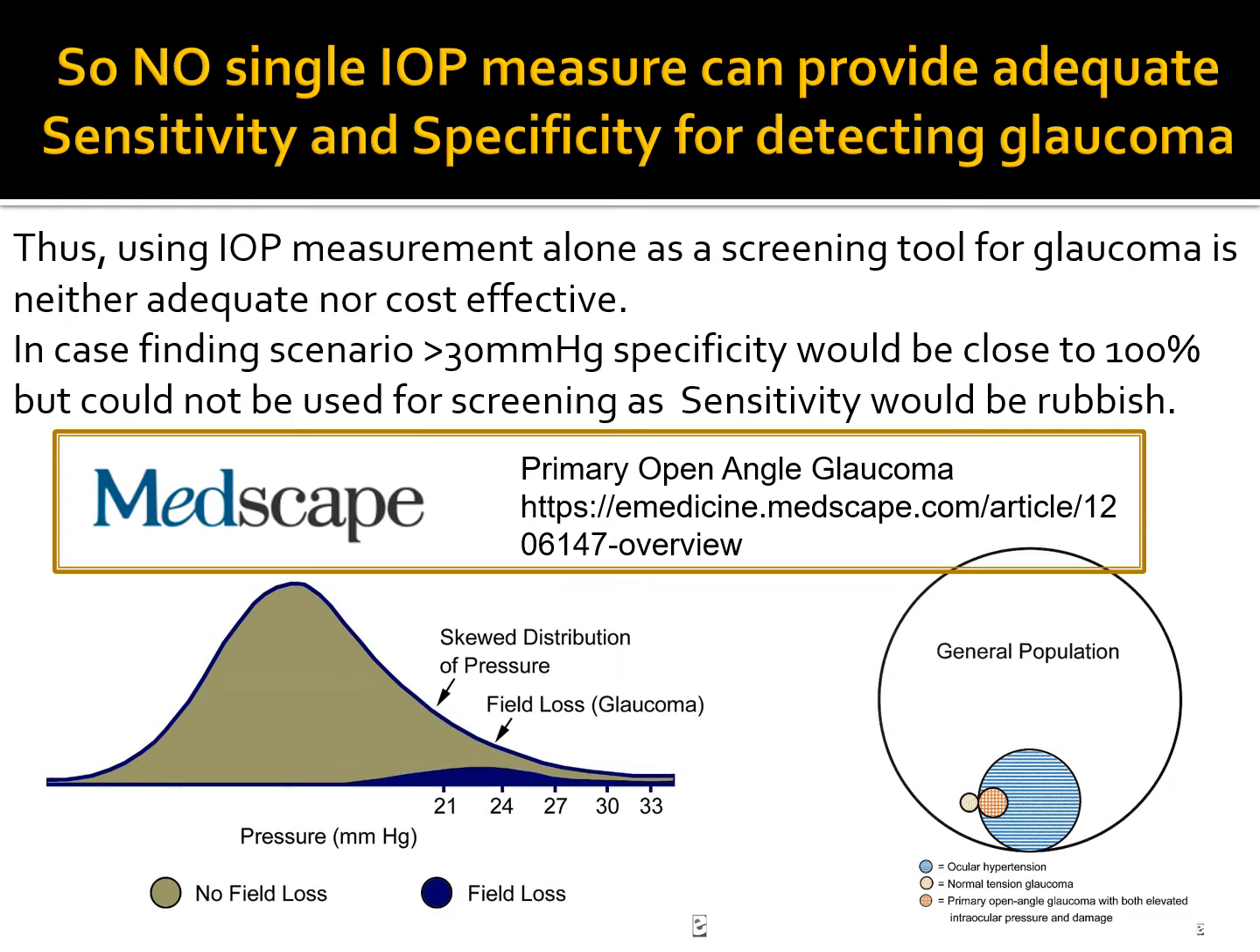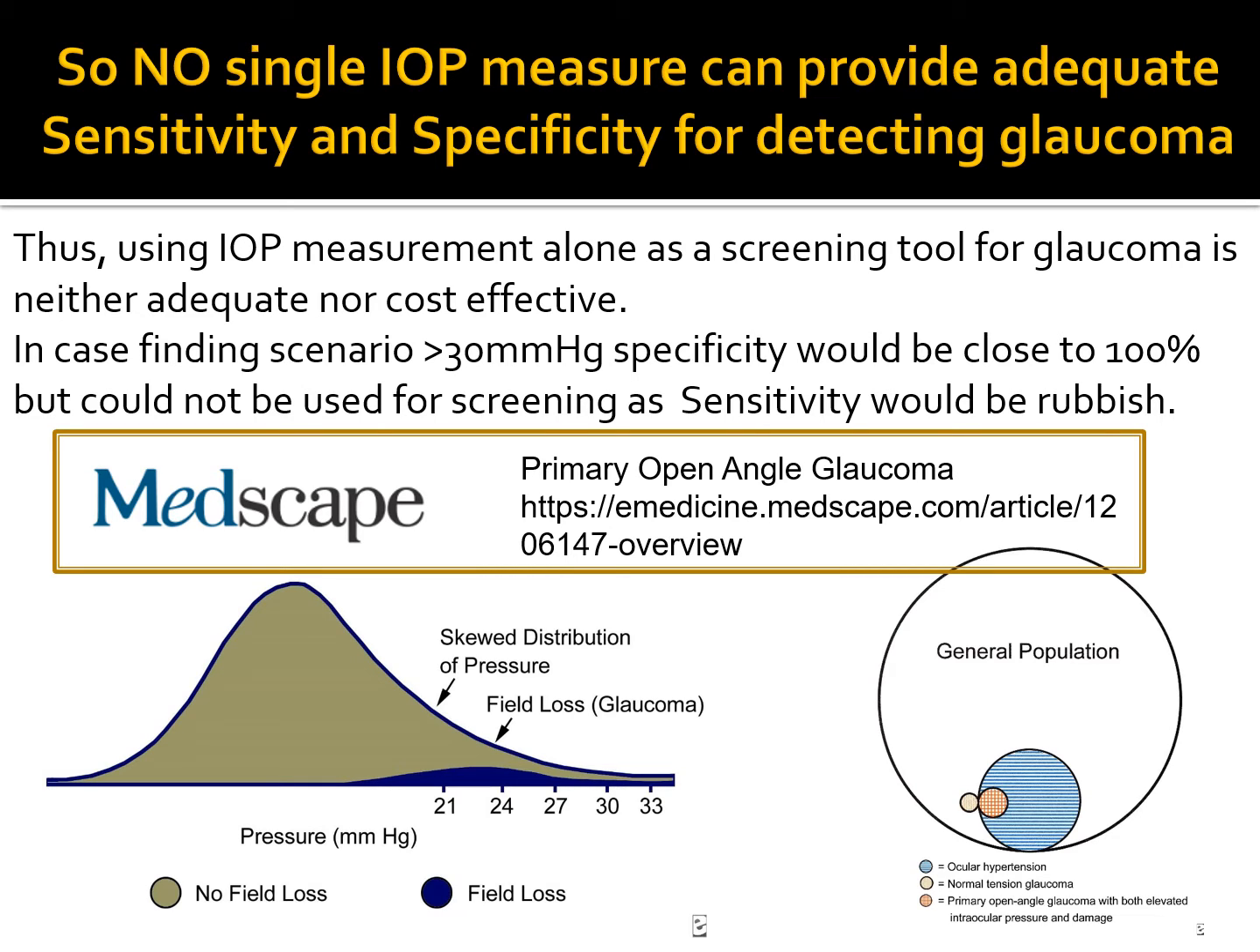So again, using IOP measurement alone as a screening tool for glaucoma is neither adequate nor cost effective. In a case finding scenario, if you have a pressure of greater than 30, then yes, specificity would be close to 100%. But it couldn't be used for a screening service because sensitivity would be rubbish. So if you've got someone sitting in your chair and you do measure them at 30, then yes, it's 30. But using it for screening, where everyone less than 30 gets pushed out of the screen, wouldn't be a good system.